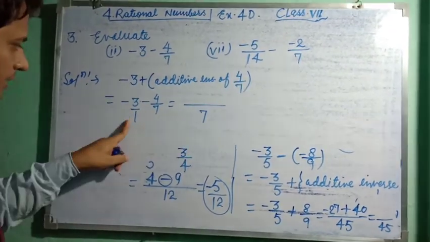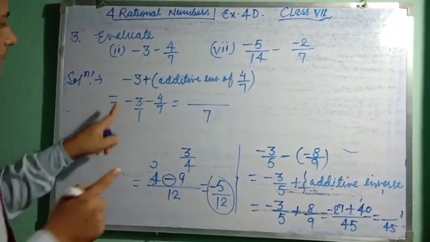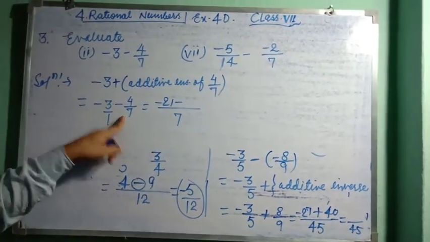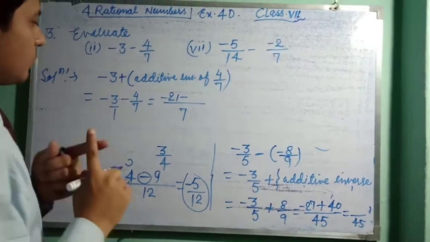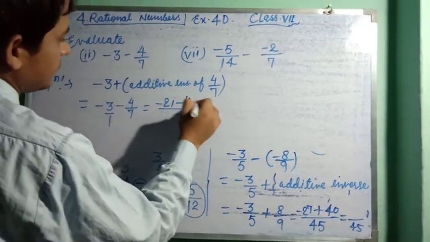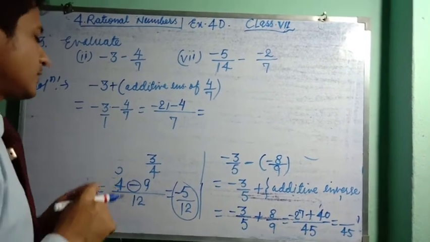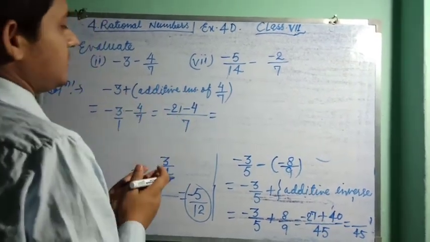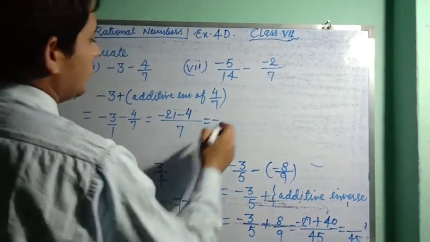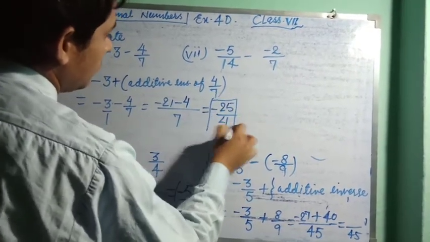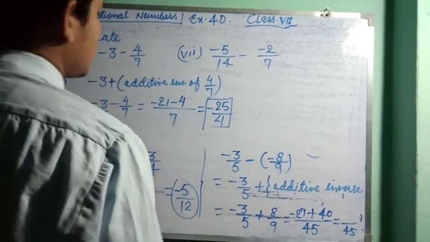Divide 7 by 1, it becomes 7. 7 multiplied by minus 3 is minus 21. Here is minus, here is minus. Now 7 divided by 7 becomes 1. 1 multiplied by 4 is 4. Both the numbers are negative, and if you remember, we have to add the numbers and place the negative sign. This is your answer. I hope you get it. Now see the next question.